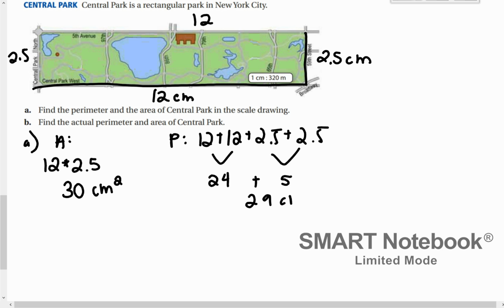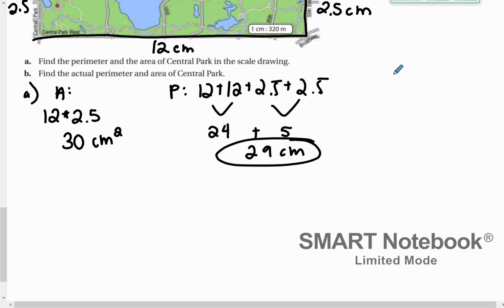I should get 29 centimeters. And since it's perimeter, it's just centimeters. We're not multiplying anything, so it's not centimeters squared. All right, so that was a simple part.